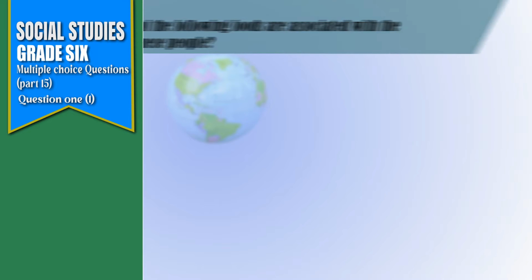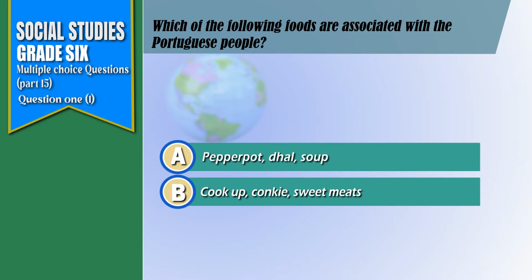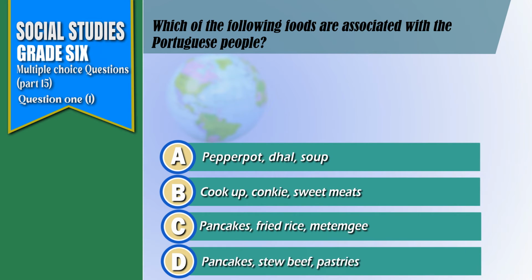Question 1. Which of the following foods are associated with the Portuguese peoples? A, B, C, or D?